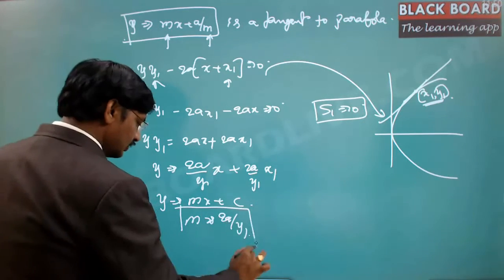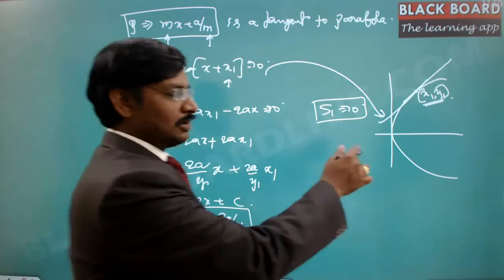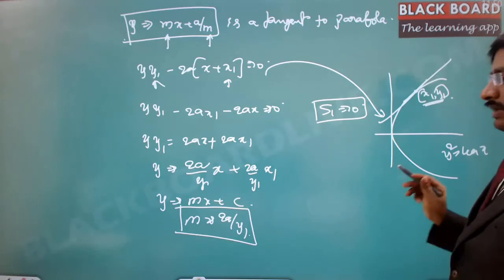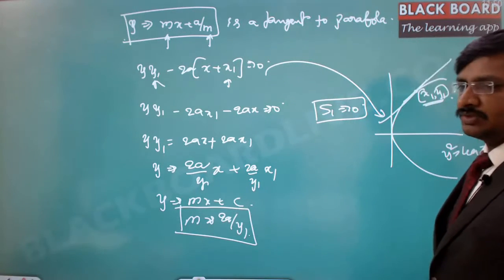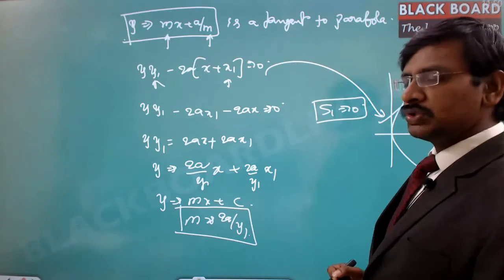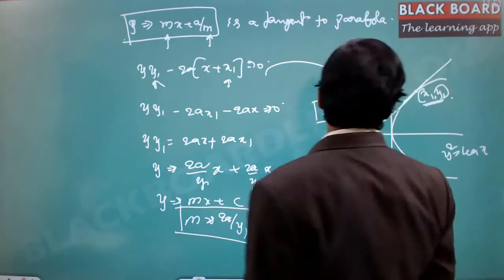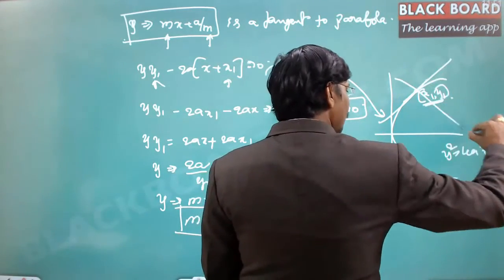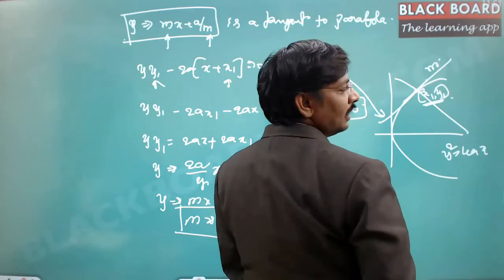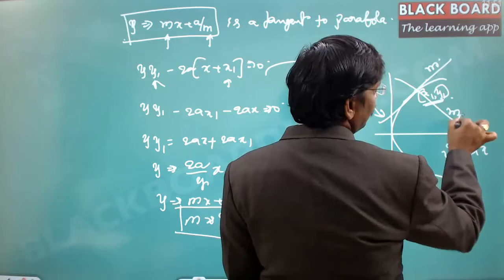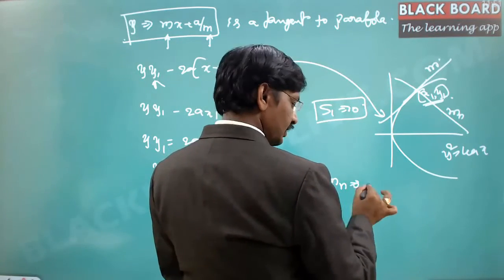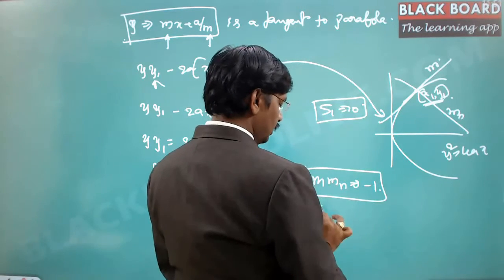So the slope of the tangent for this particular parabola given by y square is equal to 4ax at the point x1 y1 is going to be given by 2a by y1. So this is the slope of this particular tangent. Now if we extend the same discussion to the normals, the slope of the normal at this particular point is, you always know that the product of these slopes. So let us say this is m and this is the slope of the normal mn. Then m into mn is always equal to -1 for perpendicular lines.